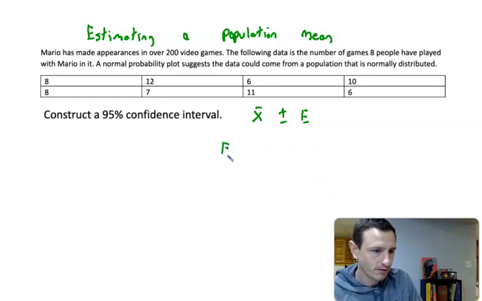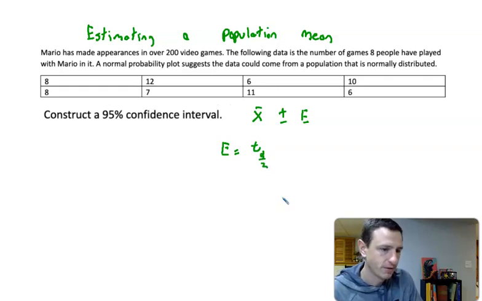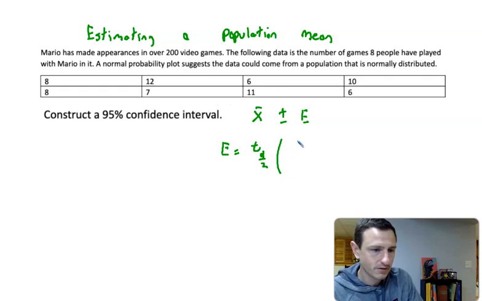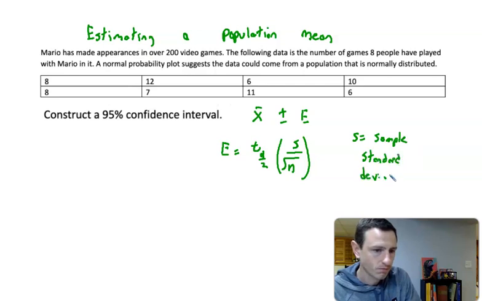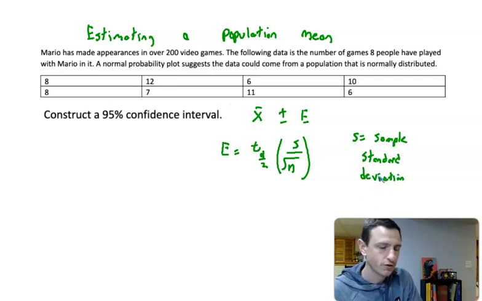Margin of error is found by taking your critical value from your t-distribution, so t sub alpha divided by 2, times the sample standard deviation divided by the square root of the sample size. S stands for the sample standard deviation.